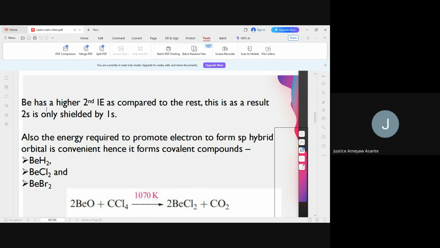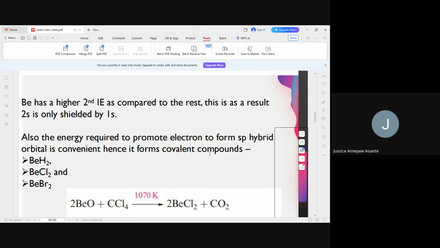So that is what has been shown here. Beryllium has a higher second ionization energy as compared to the rest. This is as a result of the 2s electron being shielded by only the 1s. It means the second energy level has only a 1s orbital in between. But when you go to the rest, they have more than a 1s orbital. Also, the energy required to promote an electron to form an sp hybrid orbital is convenient.